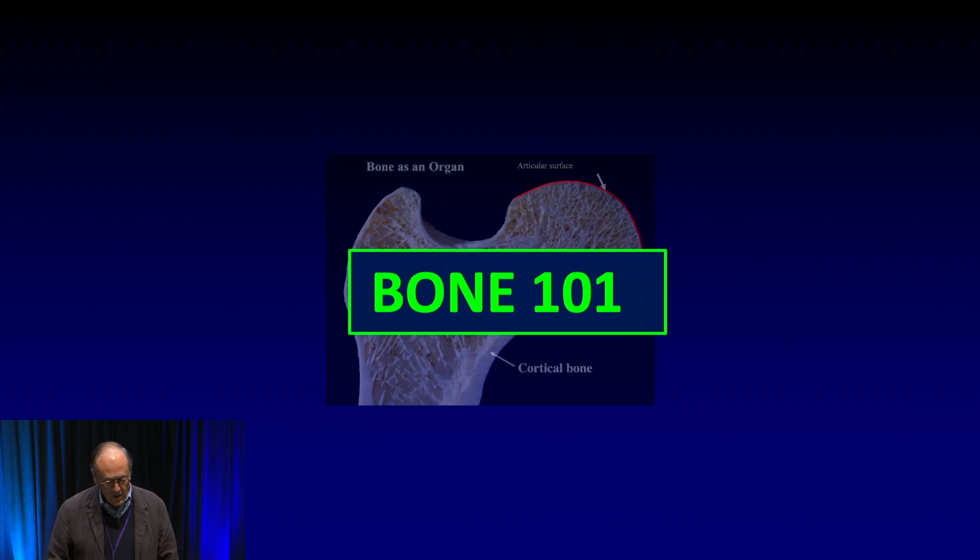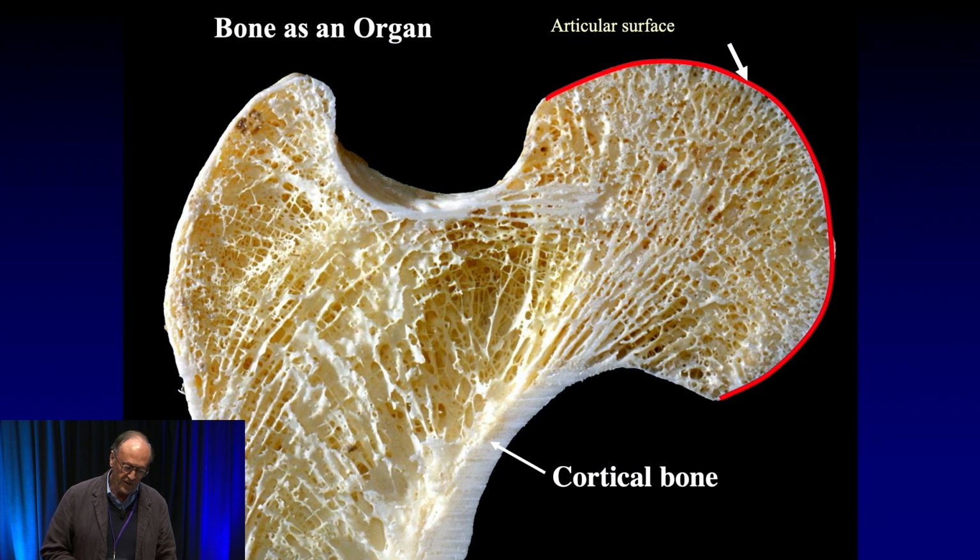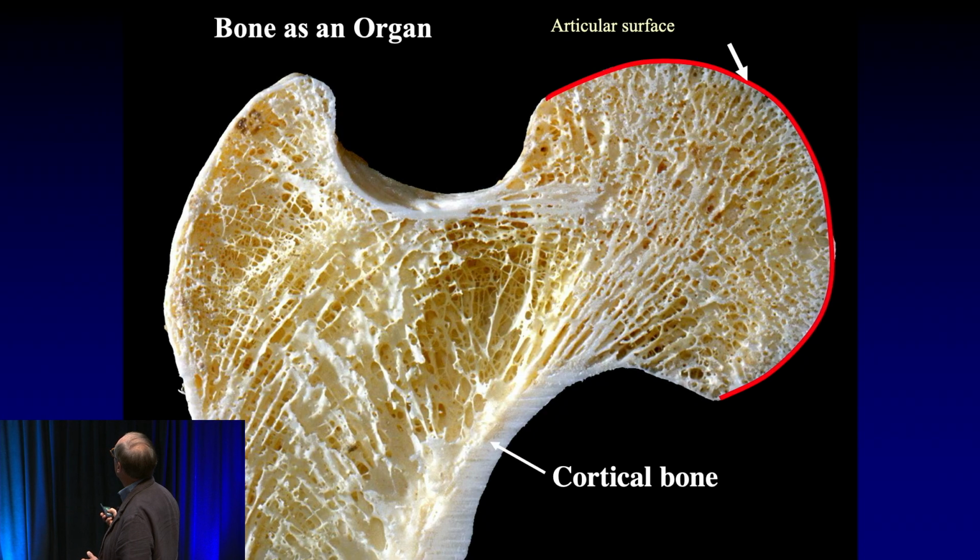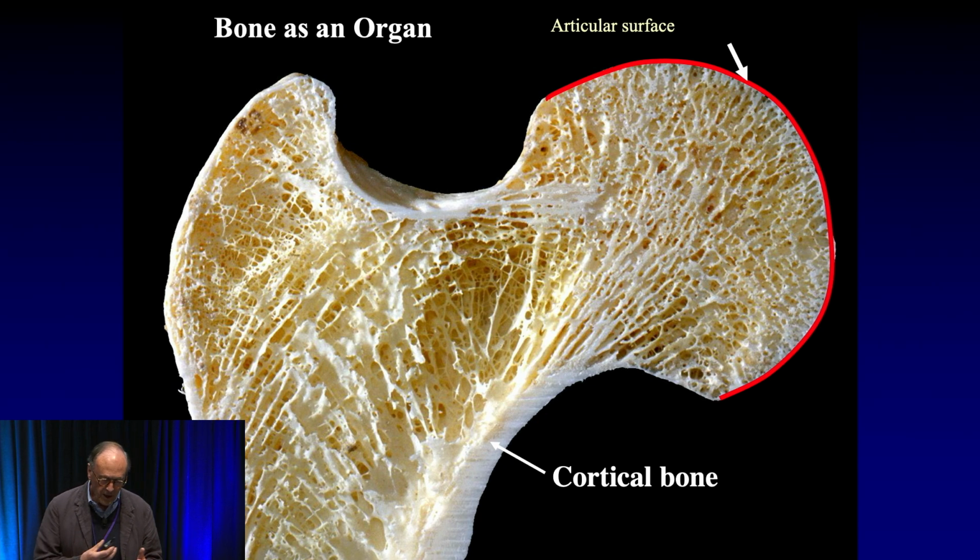So bone, as you can see here, first of all, is beautiful. But besides being beautiful, it is a structure that is mineralized, and that, as you can see here, is formed of two types of layers. The cortical bone, which is outside of your bone, that's what you see normally. And when you look inside, you have this very thin network of mineralized trabeculae, which we call trabecular bone.